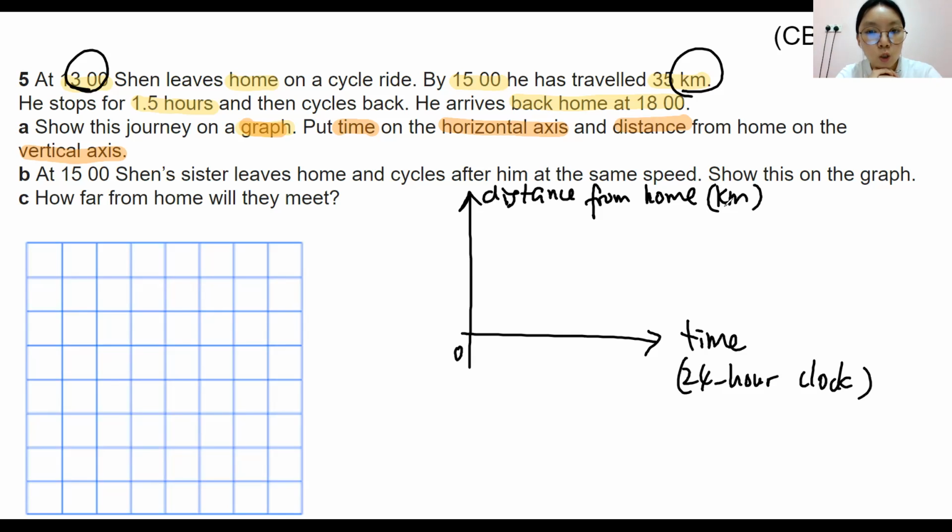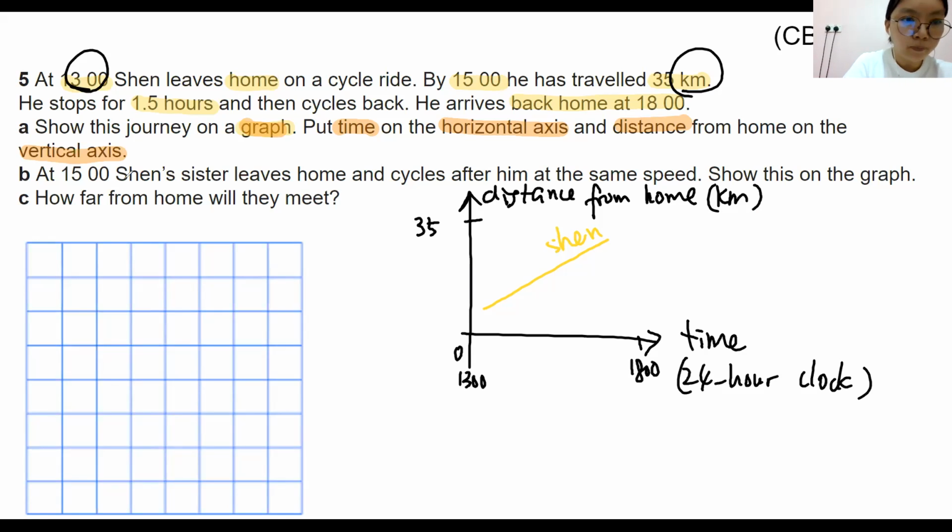Cool. So let's look at the starting time. I have 1300 here. I'm back home at about 1800. And then on the vertical axis, I only have 35 km. There's no more other km here. Okay, so the furthest is 35 km. Okay, I have the draft ready. So the first one is Shen's line. And the second one is Shen's sister.